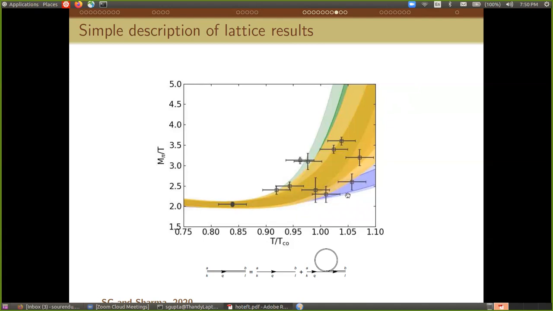Now you have various approximations. If I take this tree-level approximation, just this first term, then that's the blue band that I have shown here, and that's kind of low. If I just add the one-loop term, then I get the green band, which is somewhat high. So the thicker band is like how much statistical accuracy?